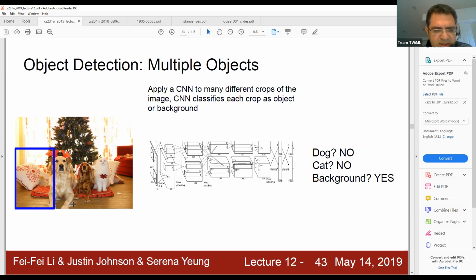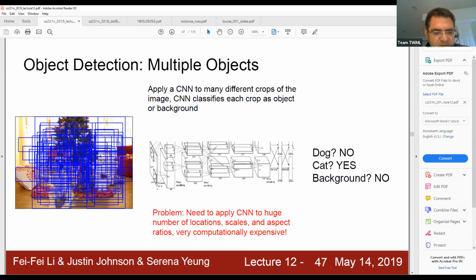If you do it this way, there is an immediate problem. You have to take a lot of crops, and also objects may be of different sizes, right? You have a big dog or you have a small duck. So you have to take boxes of different scale and at different locations, and you have to move the box all around the image. So you have thousands and thousands of boxes, and boxes of different size, at different locations, scales.